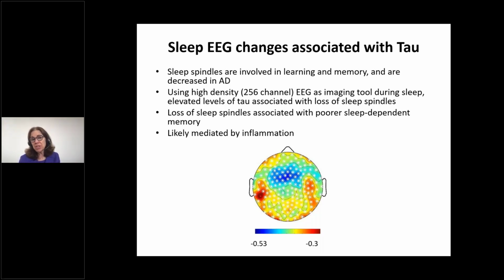in relation to tau deposition, and that people who have this tau-related reduction in sleep spindles have poor sleep-dependent memory when we give them a learning task before they go to bed and then test them on it the next morning. And we think this appears to be related to inflammation. So inflammatory processes very early on are contributing to decrements in sleep brain waves and in cognition, even before they're grossly detectable. And this is some of the work that we're continuing here at UCI.